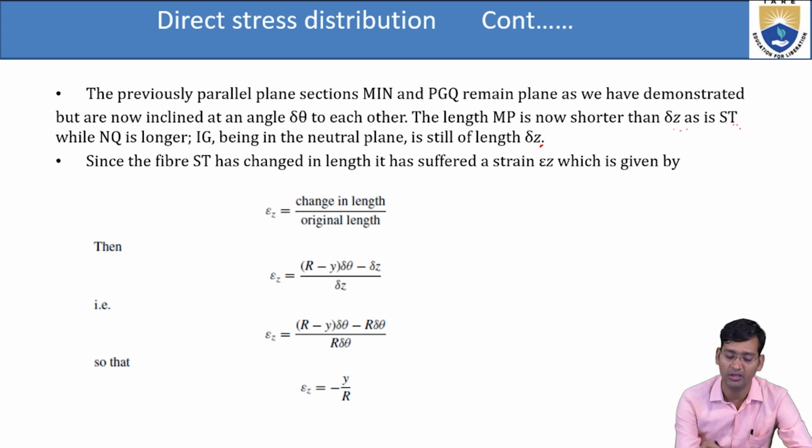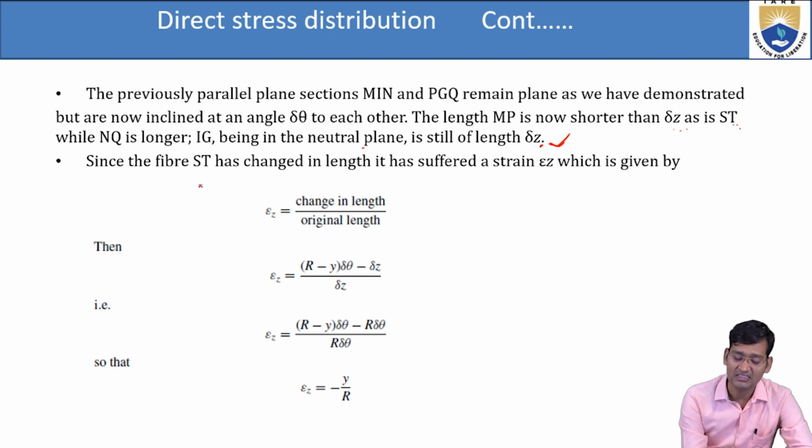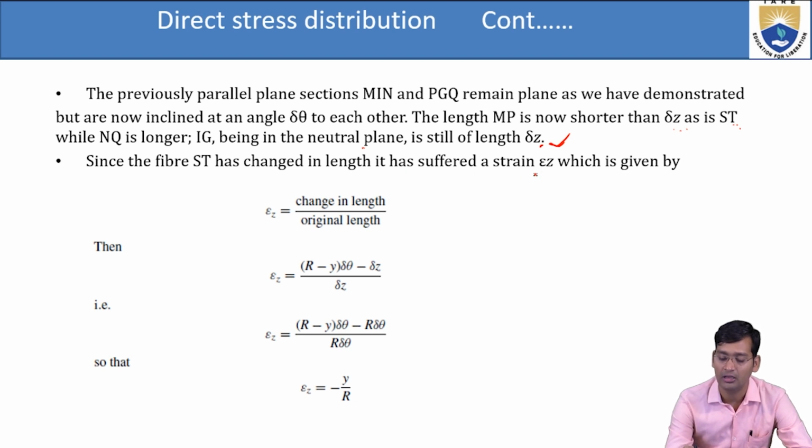So now the NQ will be longer. IG, being the neutral plane, is still length delta Z, because the neutral plane is not affected by the bending moment; what remains the same, before bending moment and after bending moment, is that the neutral plane IG remains the same. Since the fiber ST has changed in length, it has suffered a strain, epsilon z, from Hooke's law.